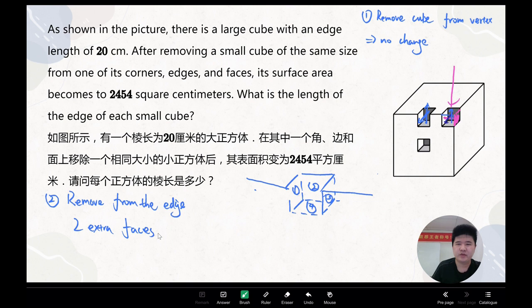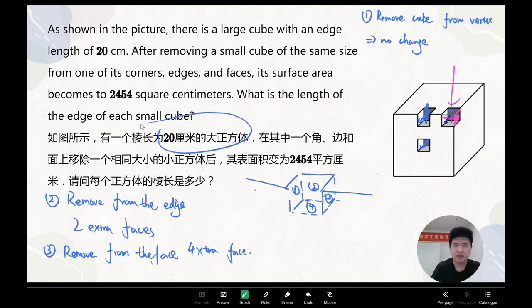And for the last one, if we just remove from the face, 我们如果从一个正方体的中间一个面的正中间去挖一个出来，怎么办呢？The only face we can translate is just the face in the back. 我们只能把最后面这个面移出来，把它补到前面来。And then what will happen? We will get 4 actual faces. And now, it's telling us, after we removed a small cube from the corner, from the edge, from the face, the surface area becomes 2,454. But do we know the surface area in the beginning?